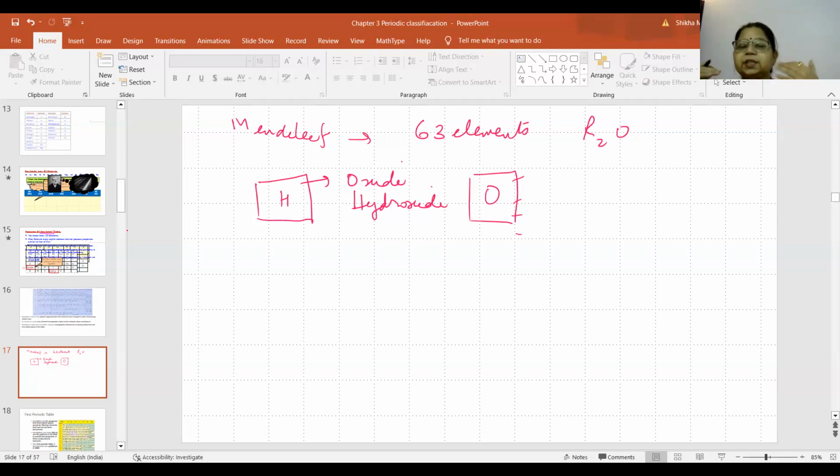So it was his skills only which led him to get such a basic concept in a beautiful way. So what he did was that he arranged the elements in the increasing order of atomic mass. And then he understood that there is a periodicity. I believe you understand the meaning of periodicity.